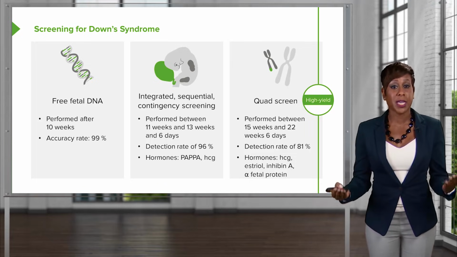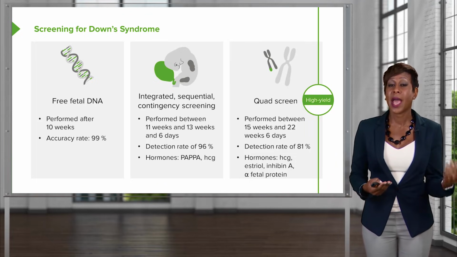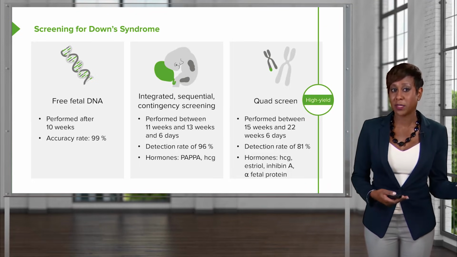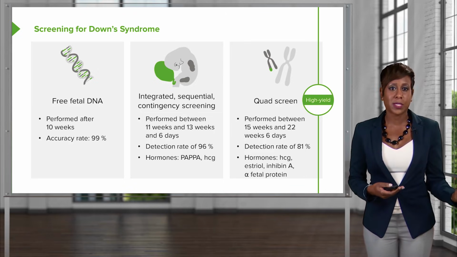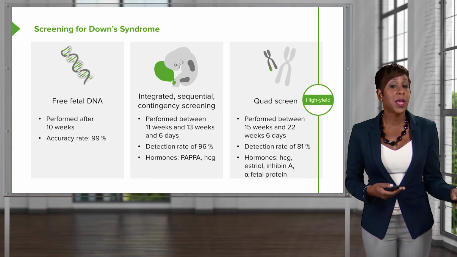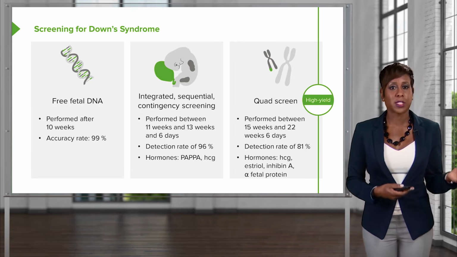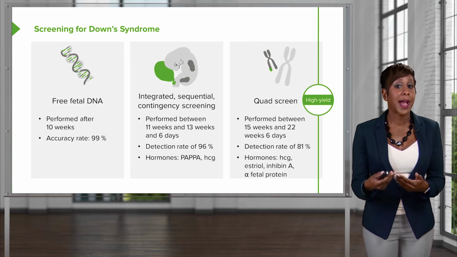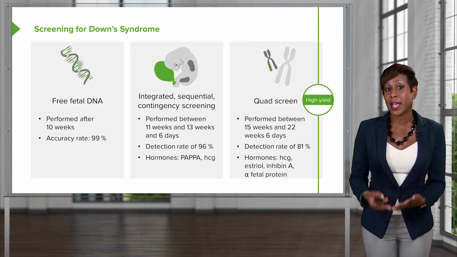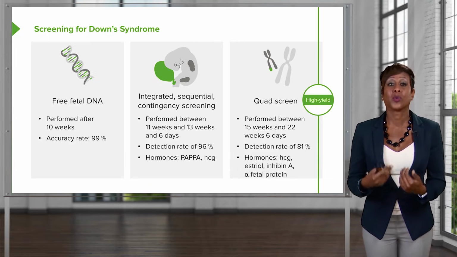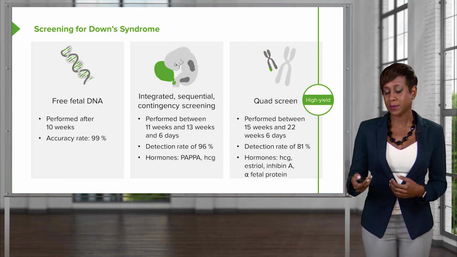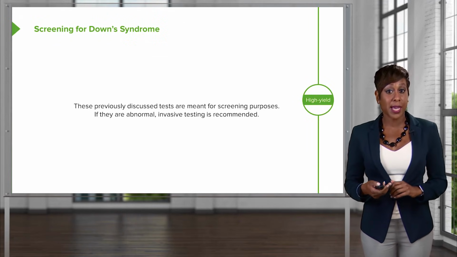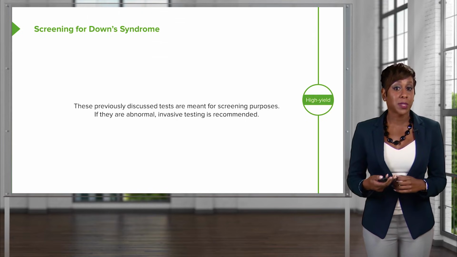So you can see amongst the 3 tests, the free fetal DNA is the most accurate. However, because it is a little bit newer, it is the most expensive test of the 3. We do recommend this test for women that are over 35 years old, as they have an increased risk for Down syndrome. The quad screen can be used if a patient enters pregnancy after 13 weeks and 6 days and is not able to get the integrated, sequential, or contingency screen. Now, these previously discussed tests are meant for screening purposes only.